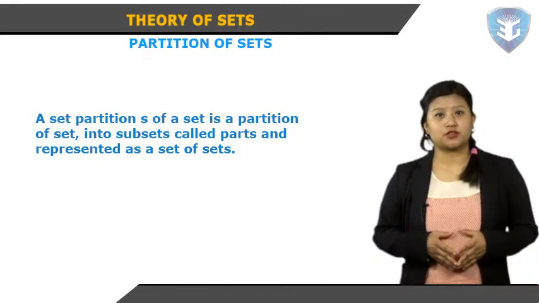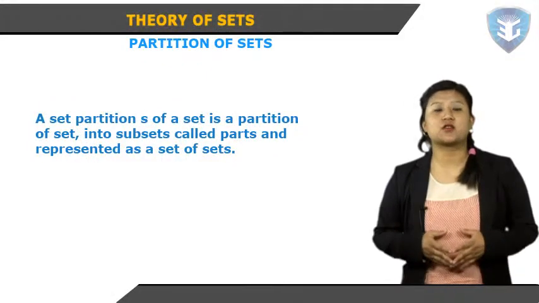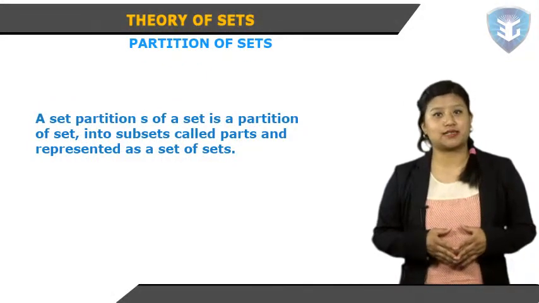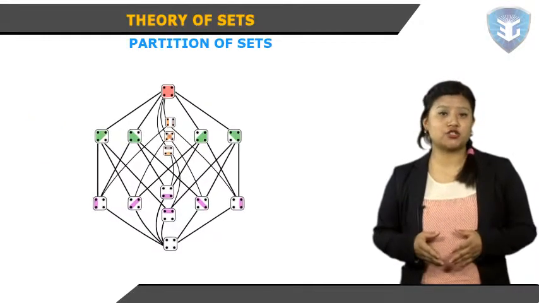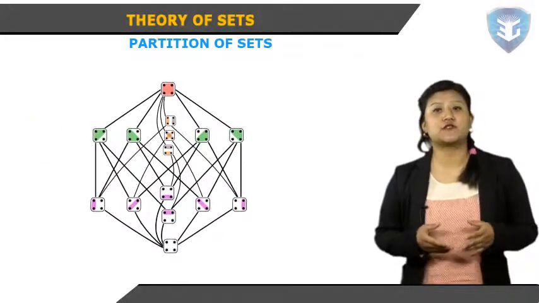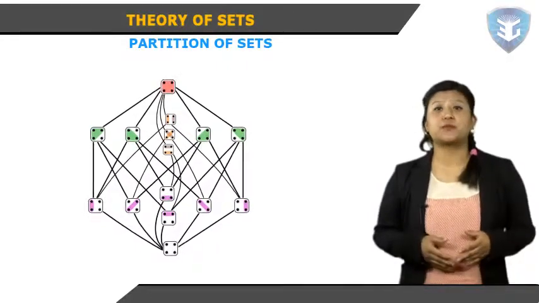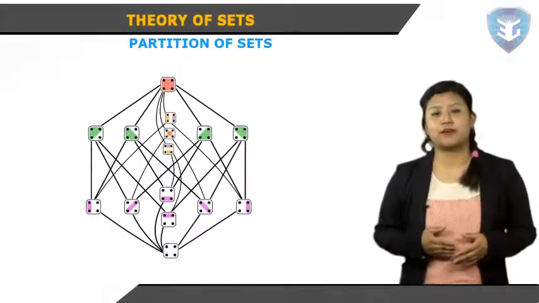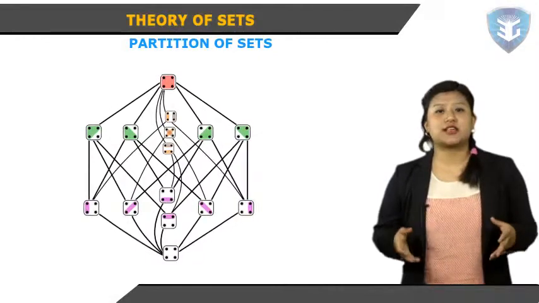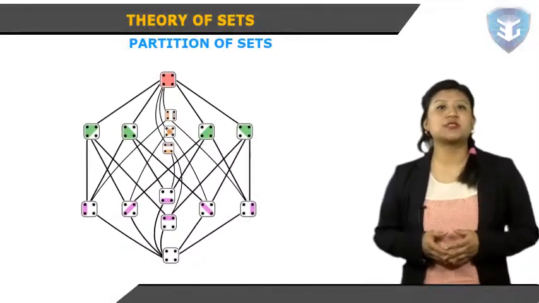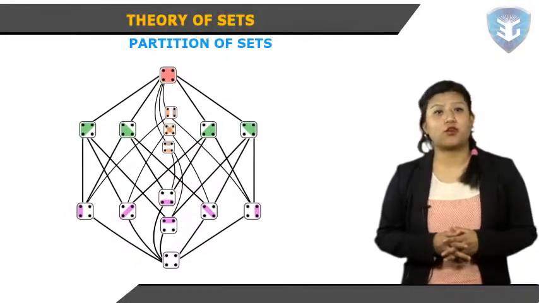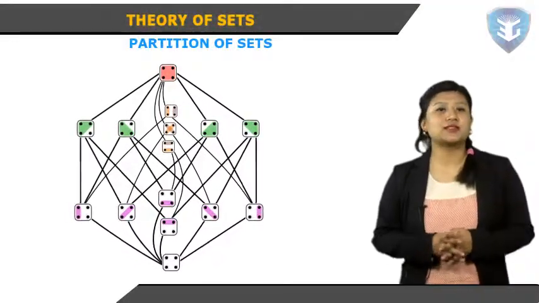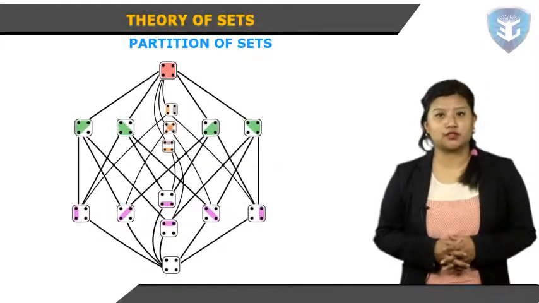A set partition S of a set is a partition of the set into subsets called parts and represented as sets of sets. By extension, a set partition of a non-negative integer n is the set partition of the integers from 1 to n. The number of set partitions of n is called the nth Bell number. There is a natural integer partition associated with the set partition, that is the non-decreasing sequence of sizes of all its parts. There is a classical lattice associated with all set partitions of n.